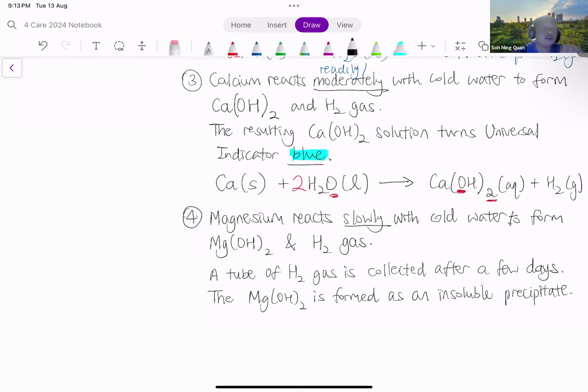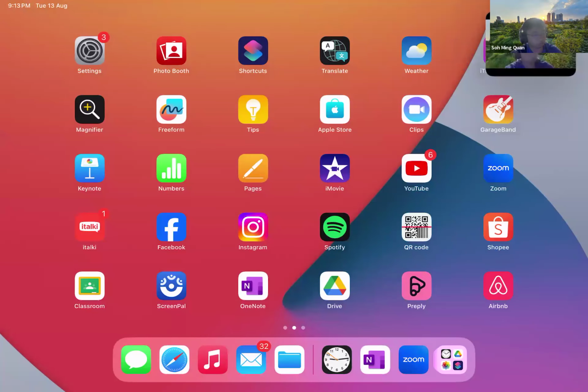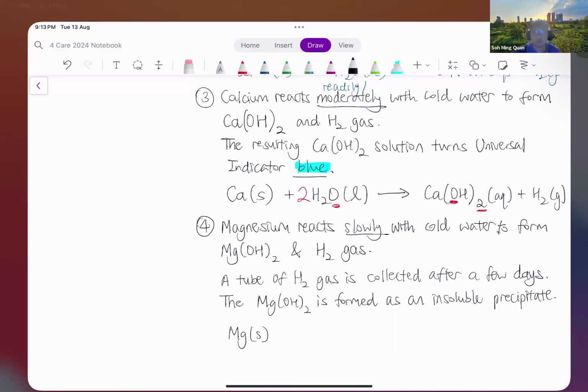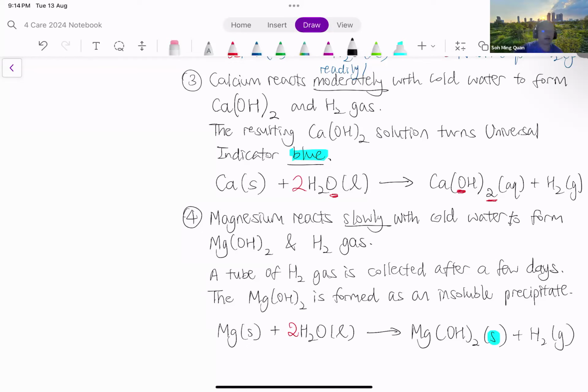Now, magnesium hydroxide is insoluble in water. All right? Which means now, your equation will have to change. How does it change? The state symbols change. All right? You can see that magnesium hydroxide is now produced as a solid instead of aqueous. So the magnesium hydroxide is produced as a solid, so you have to reflect that in the state symbol.